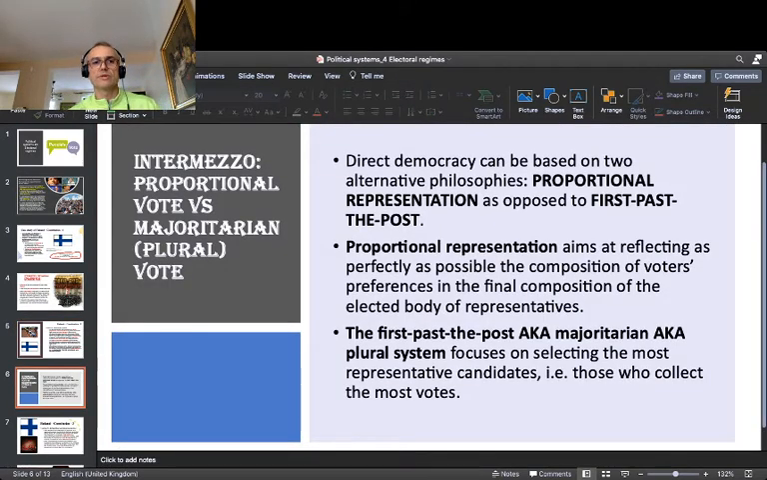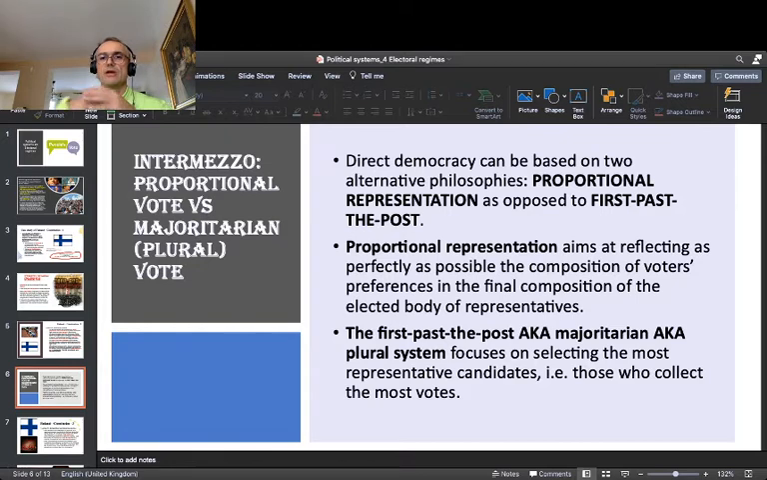Once again, intermezzo, proportional vote versus majoritarian or plural vote. We have two types of direct democracy: the one based on the philosophy of proportional representation and the one which I temporarily call first past the post, also known as majoritarian, also known as a plural system.